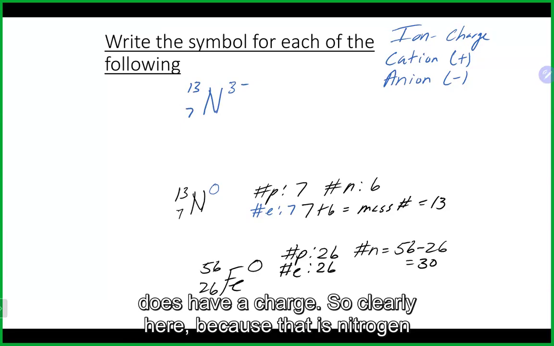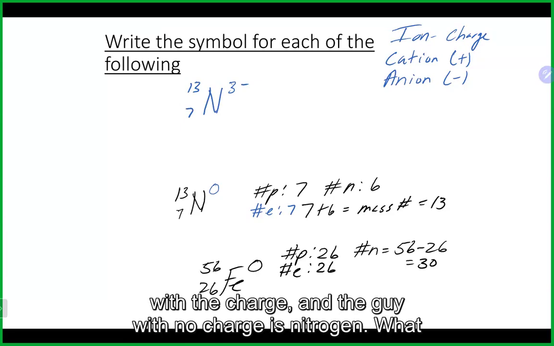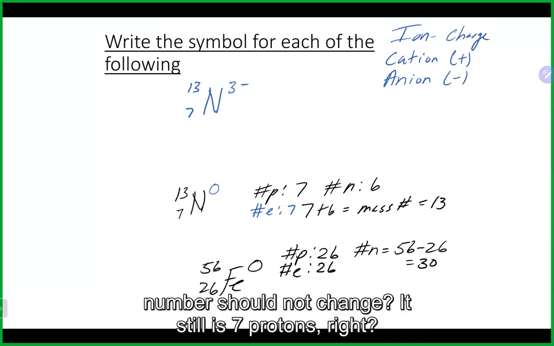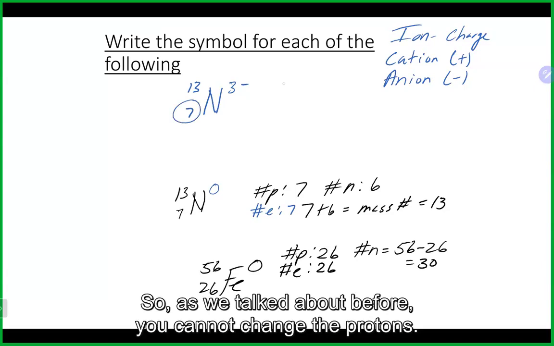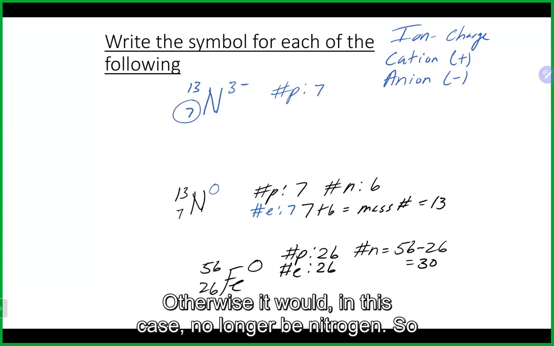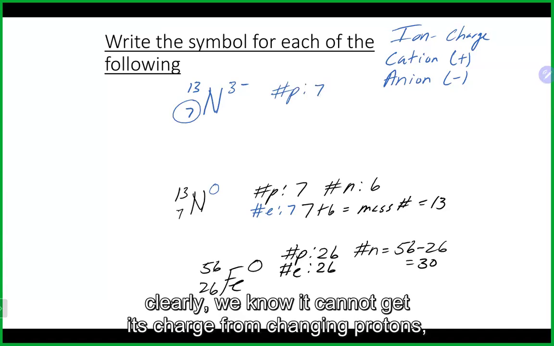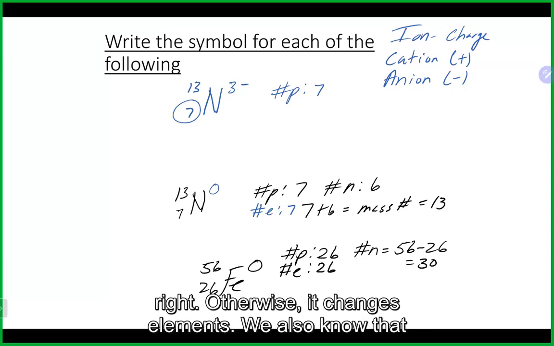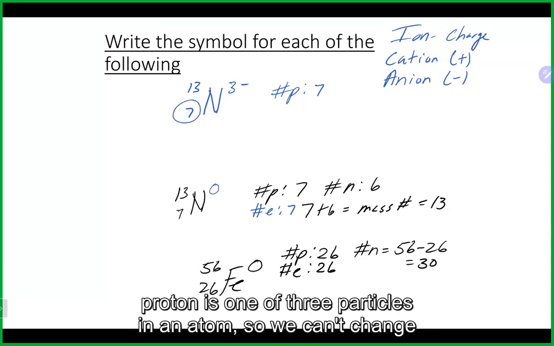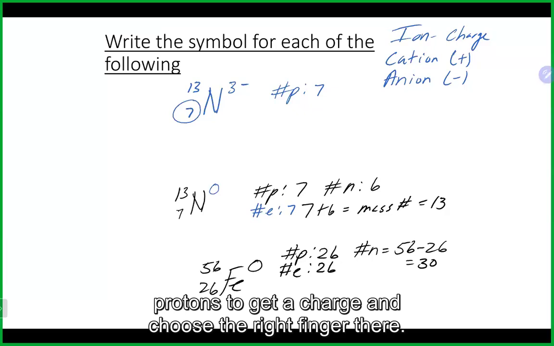So clearly here, because that is nitrogen with the charge and the guy with no charge is nitrogen, what number should not change? It still is 7 protons, right? So as we talked about before, you cannot change the protons. Otherwise, it would, in this case, no longer be nitrogen. So clearly we know it cannot get its charge from changing protons, right? Otherwise, it changes elements. We also know that proton is 1 of 3 particles in an atom. So we can't change protons to get a charge.